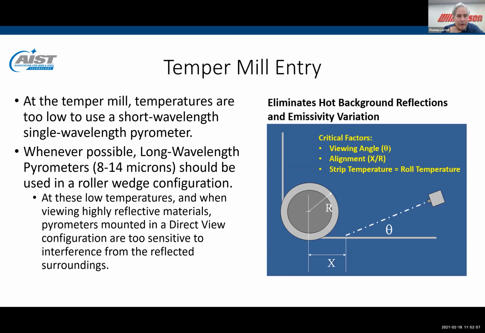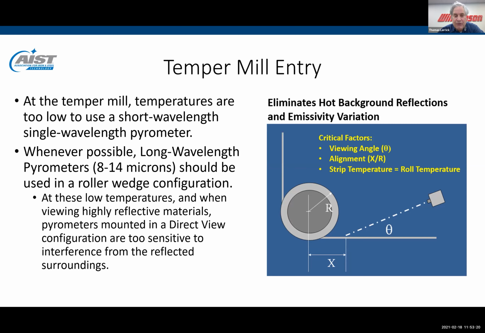The next measurement point is the temper-mill entry. And again, here at the temper-mill entry, the temperature is too low to use a short wavelength pyrometer. So you have to use a long wavelength pyrometer. And in this case, we do recommend that you use the roller wedge measurement technique whenever possible.